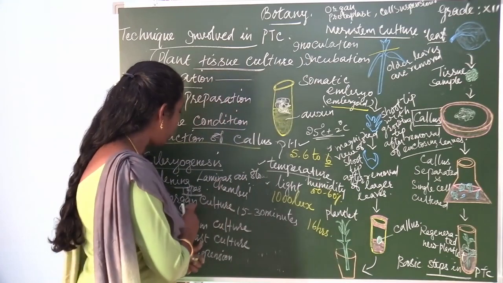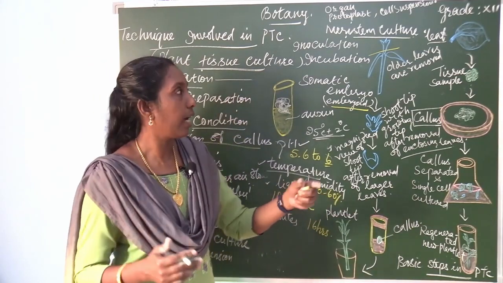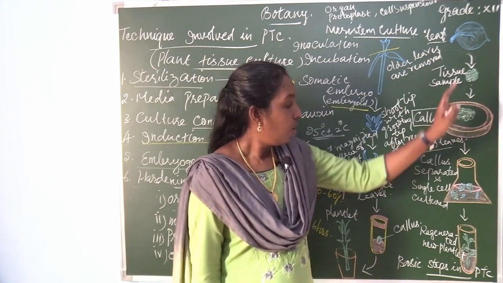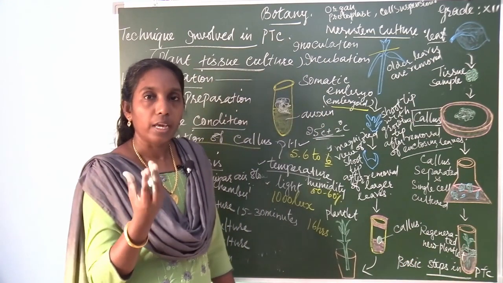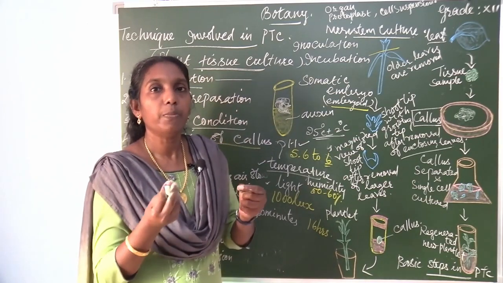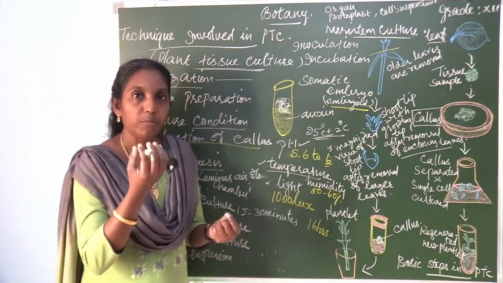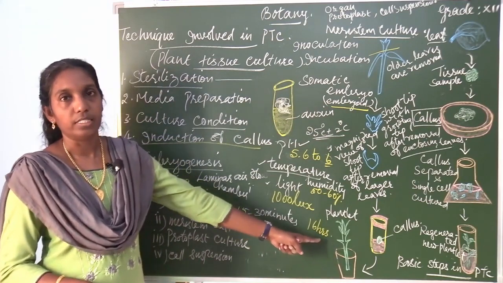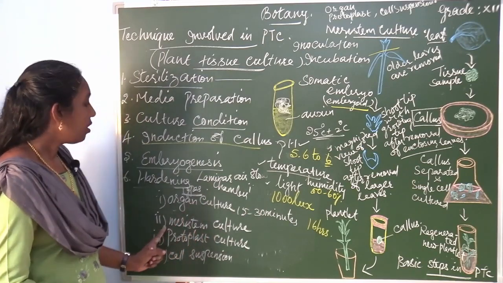For organ culture, we may select any part of the organ. Here the explant is leaf, or the stem, or the root, or the tuber, or embryo, or anther, or ovaries. So any part of the organ. These all are different organs. Any organ can be selected and allowed to culture under tissue culture technique. That's called organ culture. The second one, meristem culture.